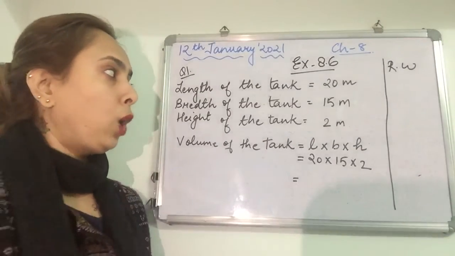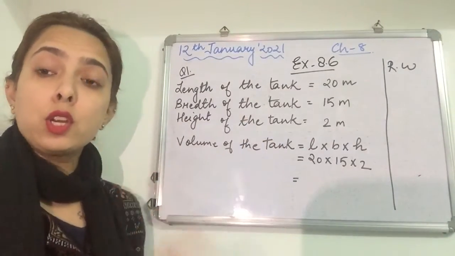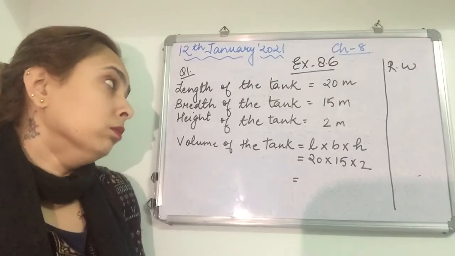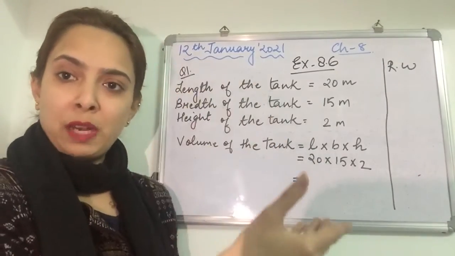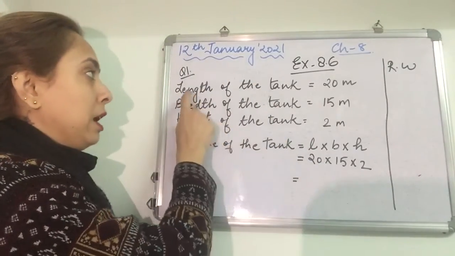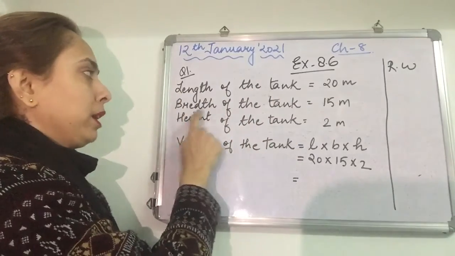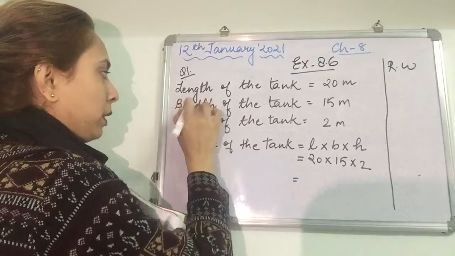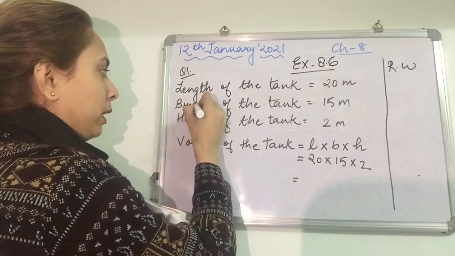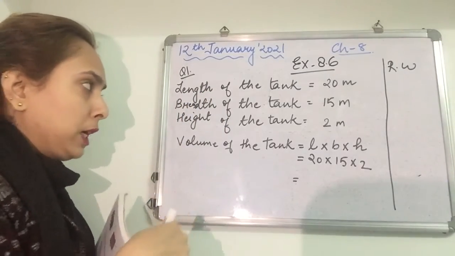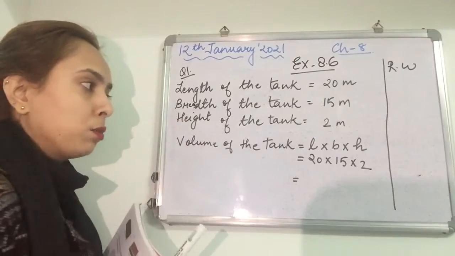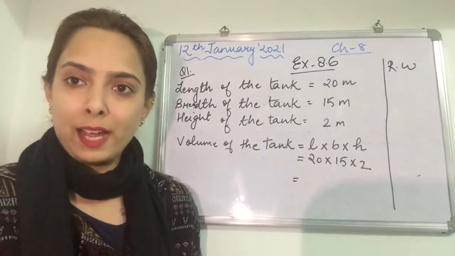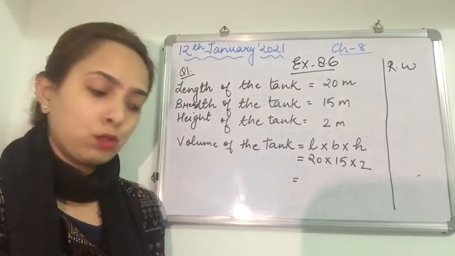First of all, we will write all the given part. Language, we will frame the sentences from the question. So, length of the tank is 20 meter, breadth of the tank is 15 meter, height of the tank is 2 meter. So volume of the tank will be length into breadth into height.